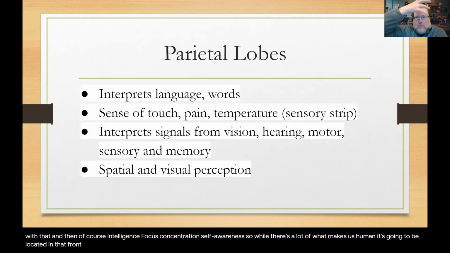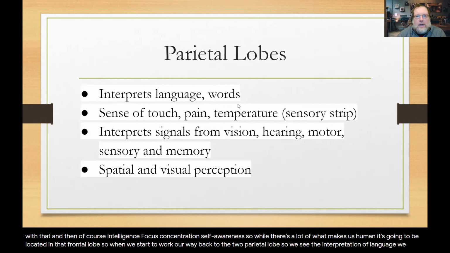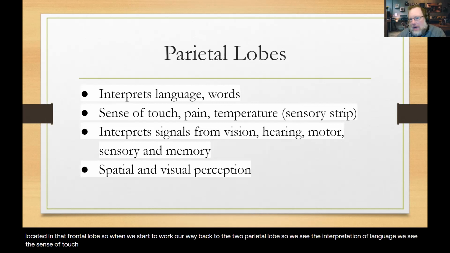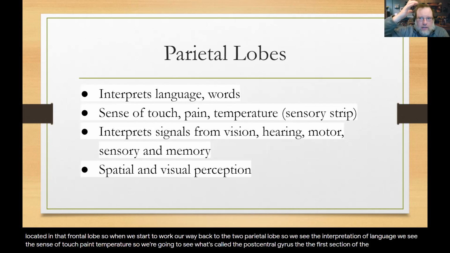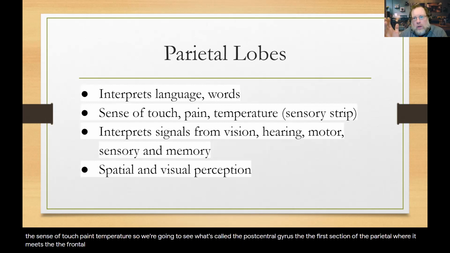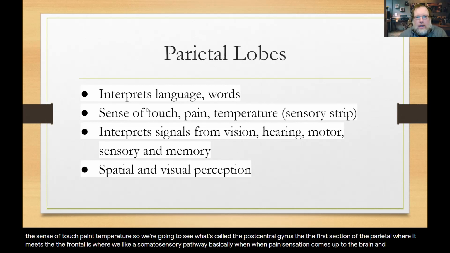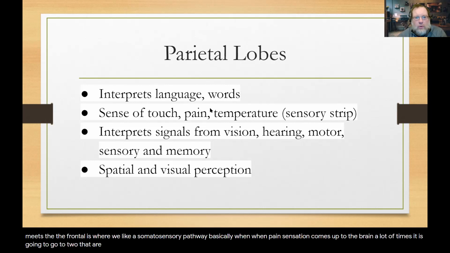So when we start to work our way back to the two parietal lobes, we see the interpretation of language. We see the sense of touch, pain, temperature. So we're going to see what's called the post-central gyrus, the first section of the parietal where it meets the frontal, is where it's like a somatosensory pathway. Basically, when pain sensation comes up to the brain, a lot of times it is going to go to that area of the parietal lobe.